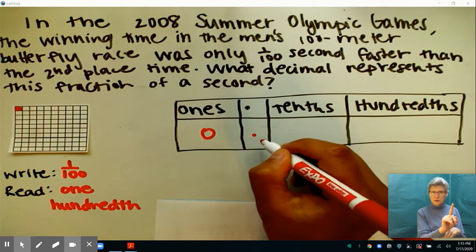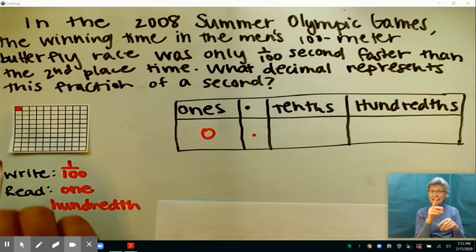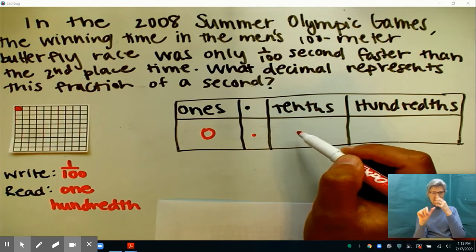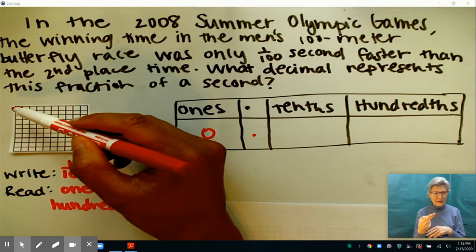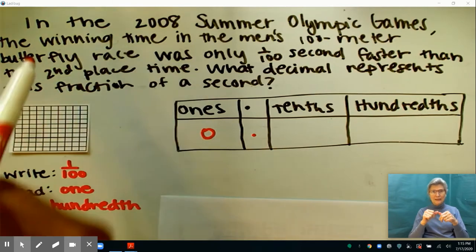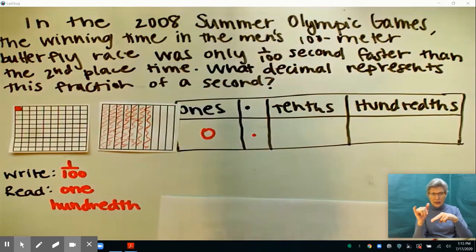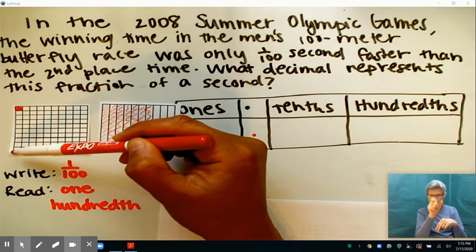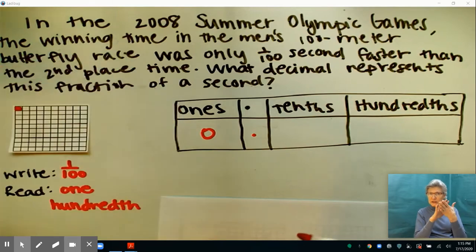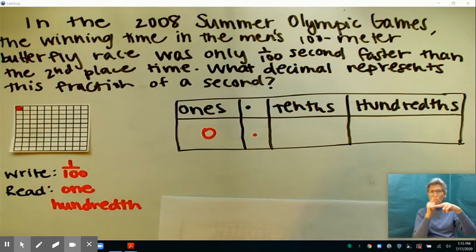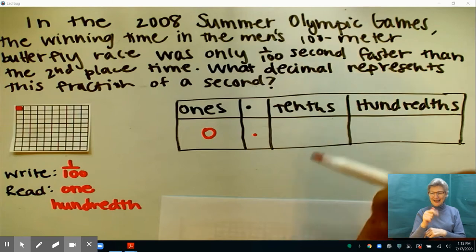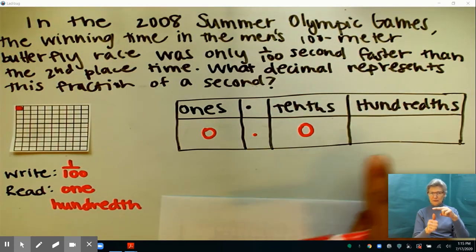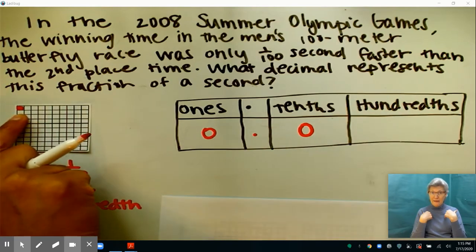So I know that I don't have any ones, but I do have part of a number. Now I'm thinking, do I have any tenths in this situation? If we remember what our tenth model looked like from our previous problem that showed 7 tenths, I would need one full column to be shaded in order for there to be 1/10 in this number. And I don't see that. That's not the case here, right? So I have 0 tenths, but I need to keep going because I do have 1/100th.